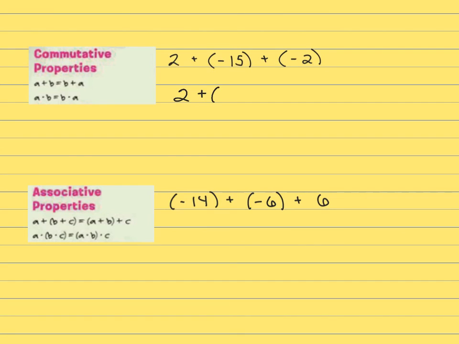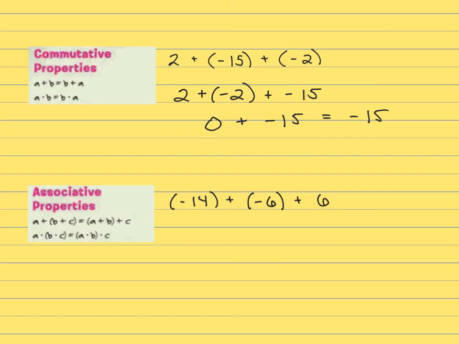I think it would be a lot easier if I put 2 plus -2 together, because I identify those as opposites, and opposites always have the sum of 0. And then all I have to do is add -15. Well, opposites have a sum of 0 plus -15. So we have found our answer of -15. That's using the commutative property.